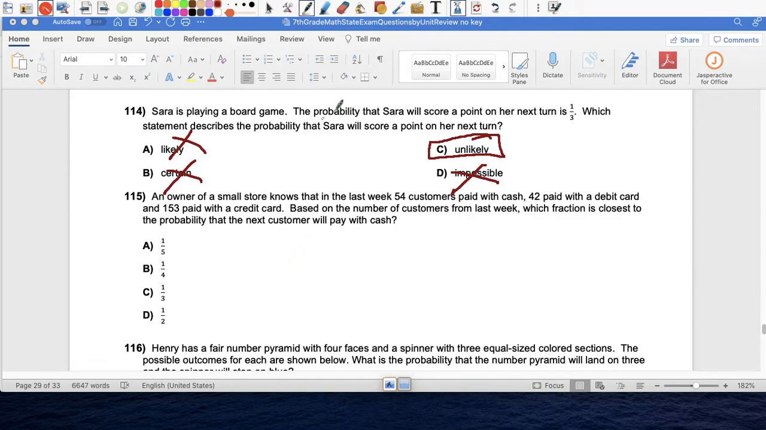Where are we? The owner of a store knows that in the last week, 54 customers paid in cash, 42 paid with a debit card, and 153 paid with a credit card. Based on the number of customers from last week, which fraction is closest to the probability that the next customer will pay with cash? Well, how many people are we talking about? 54, 42, and 153. So you should add those first to find the total.